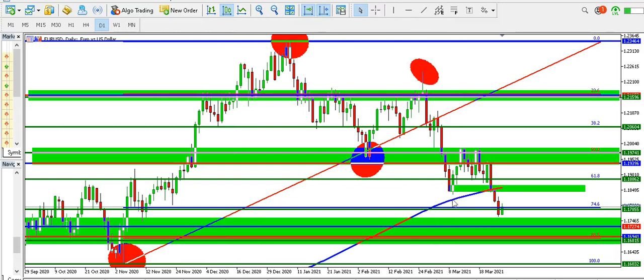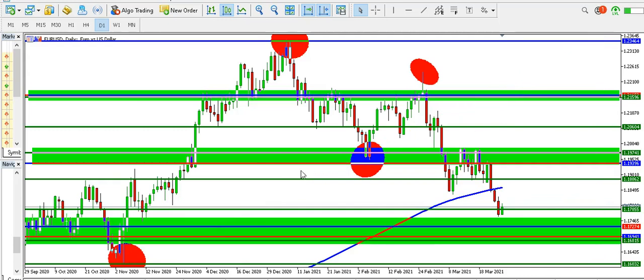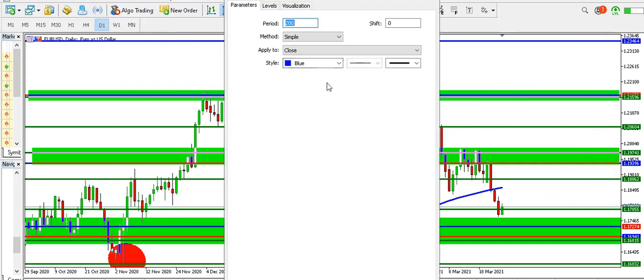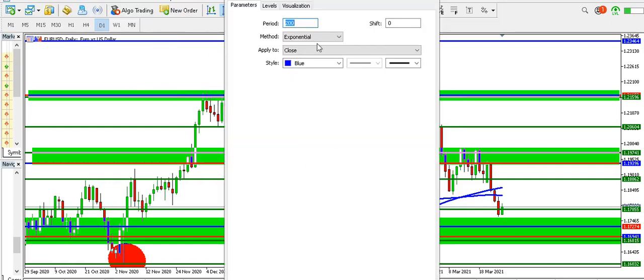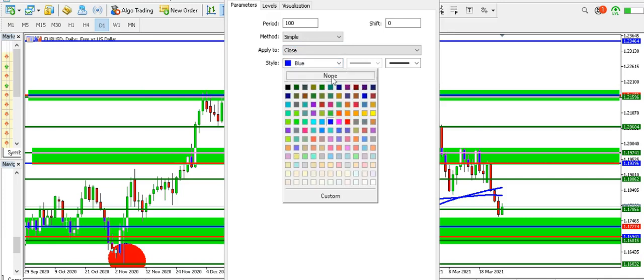Okay, these are 200 simple moving average. Let me remove this, and let me remove the Fibonacci. Now we are going to add 200 exponential. Then we are going to add 100 simple moving average. Change the color to green.